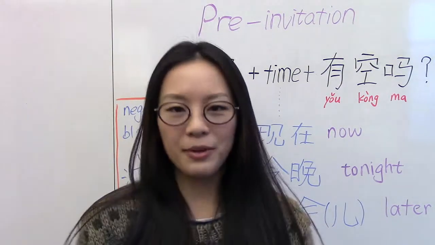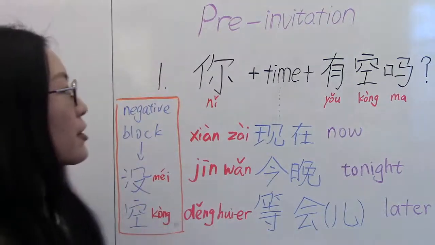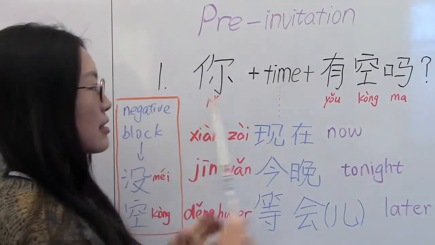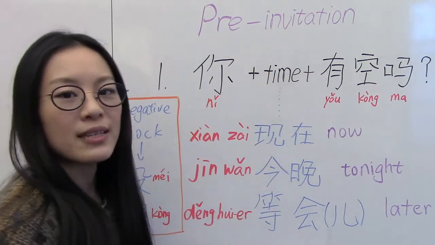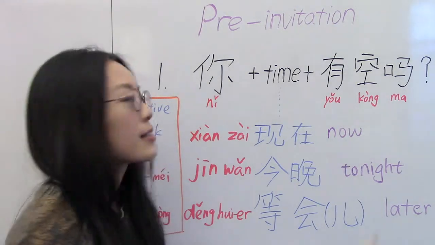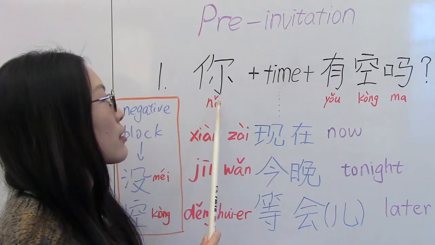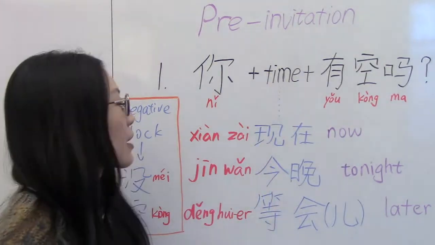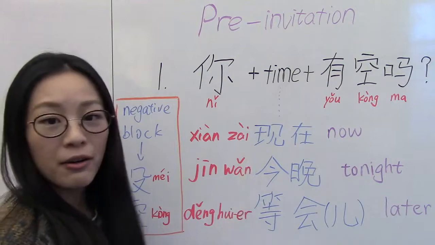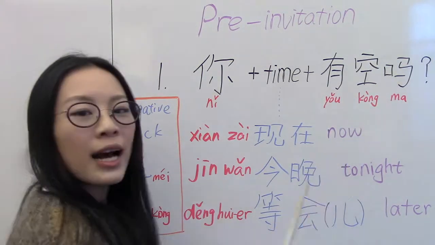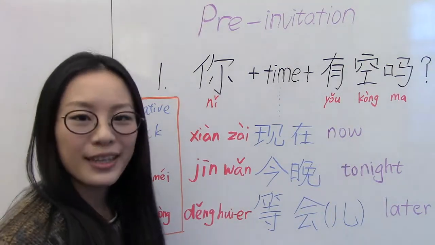So now today we're going to learn something in Mandarin, like how people lay the groundwork. So here, now look at this board. You see this sentence pattern, which is 你 plus the time period that you intend this invitation to take place, plus 有空吗? Which literally means, are you free during this time period? So, for example, if we say 你现在有空吗? Which means, are you free now? Or 你今晚有空吗? Are you free tonight? Or 你等会儿有空吗? Are you free later?